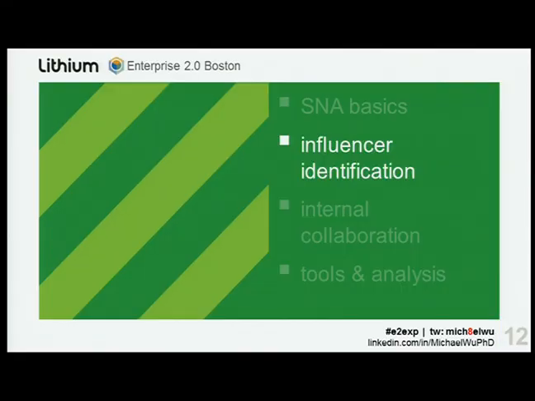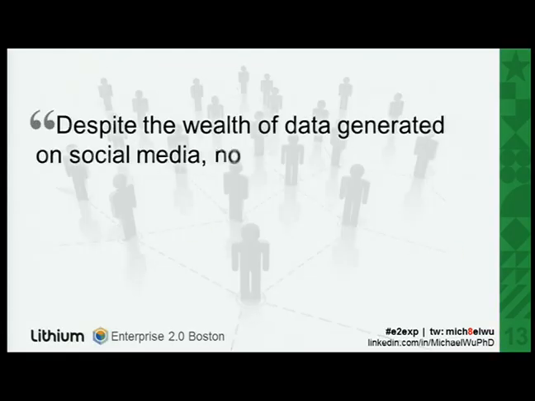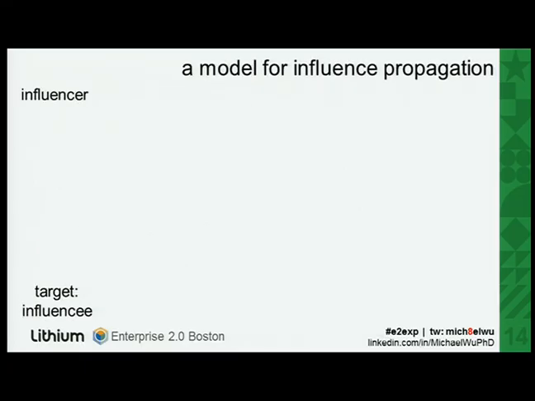Okay, so that's some basics on SNA, and now I'm going to talk about one application, which is using that to identify influencers. Despite the fact that we generate a lot of data on social media, no one actually has data on who actually influenced who, right? No one has that data, right? So we need a model. Basically, we need to build a model. This is the model that I built, and it's actually validated. I talked about this yesterday in the workshop, where I talked for 4 hours, so my voice is a little coarse. I apologize.